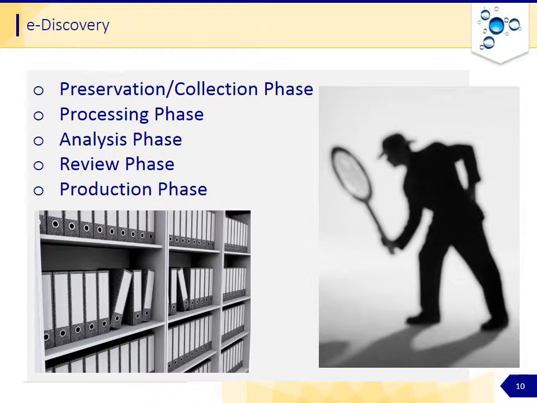Now, during eDiscovery, you can apply it to pretty much all the phases of eDiscovery. In eDiscovery, there are 5 different phases. You have the preservation and collection phase. You're collecting the evidence, the information, and keep in mind again, this is electronic information, electronic evidence. Then the processing phase, the analysis phase, the review phase, and the production phase.